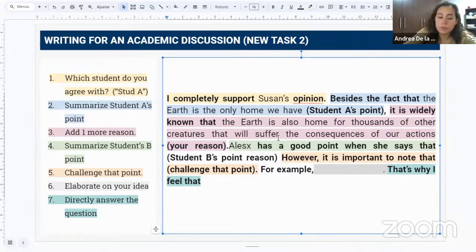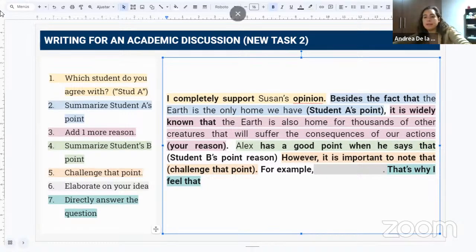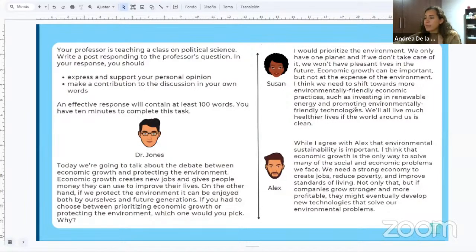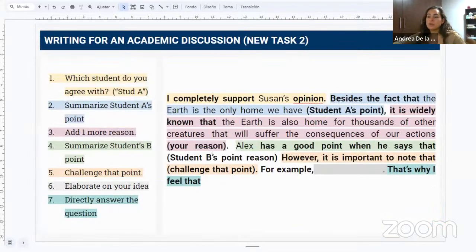Alex tiene un buen punto. When he says that, cuando menciona, cuando dice que, y aquí tenemos que poner cualquier punto que mencione el otro estudiante con el que no estamos de acuerdo. Pero tiene que ser un punto que podamos objetar o que podamos aclarar. Por ejemplo, maybe we can say, Alex has a good point when he says that, I don't know, we are facing many social and economic problems that require a strong economy, no? Maybe we can say something like that. And that way we are showing that we understood what Alex said.